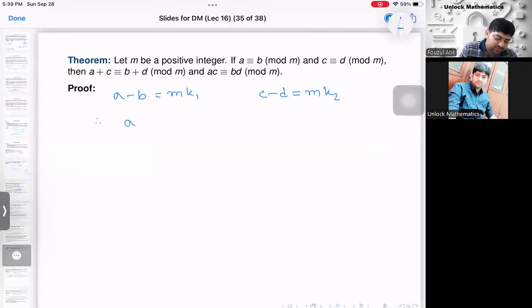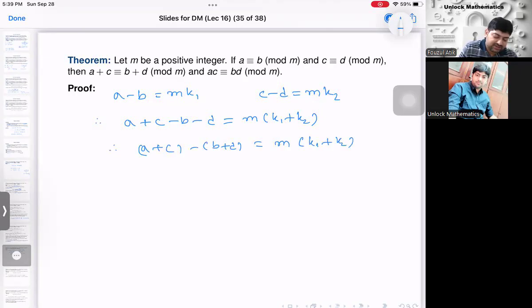So just add both the equations. If I add, a plus c minus b minus d must be equal to m times k1 plus k2. What does it mean? That a plus c minus b plus d can be written as a multiple of m, because k1 plus k2 is an integer. Therefore, you can say that a plus c is congruent to b plus d modulo m. Easy proof. Similarly, how do you prove that AC is congruent to BD mod m?